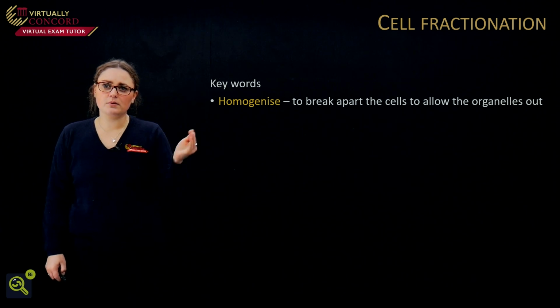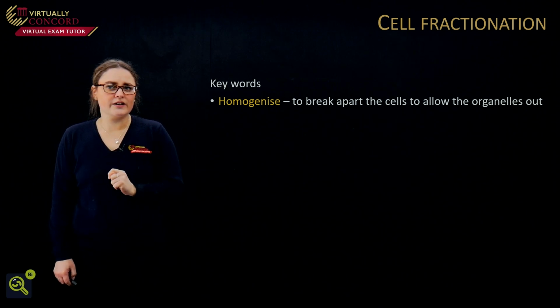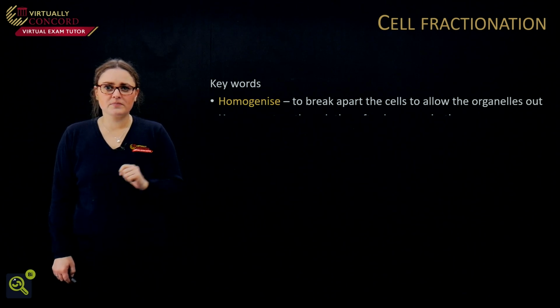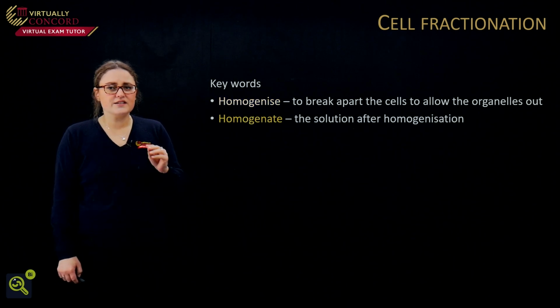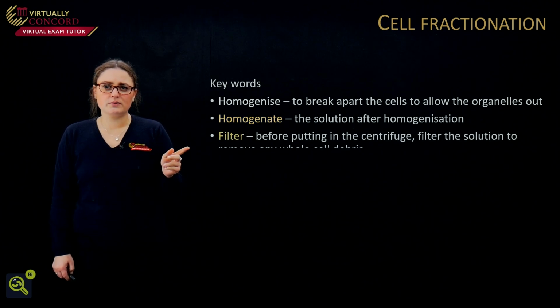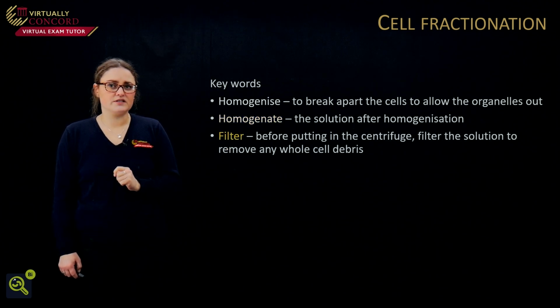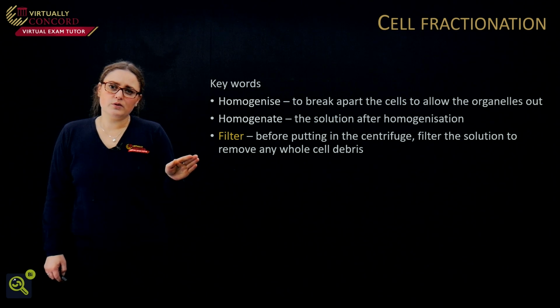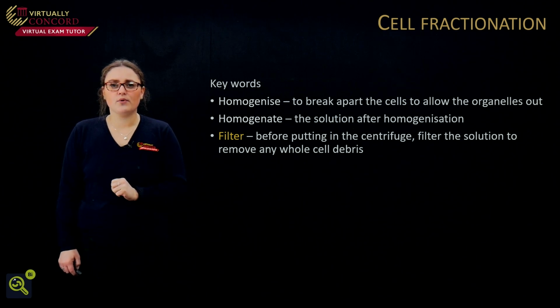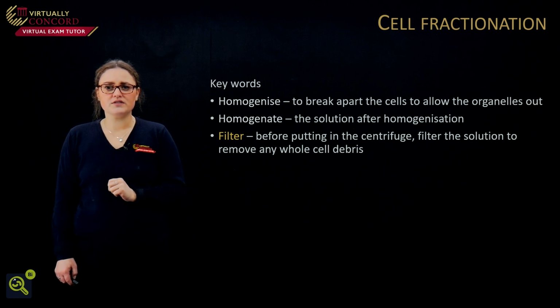Okay, so we cut them up, we put them in the blender to allow those organelles out. And in the case of plant tissues, we'll be breaking through that cell wall. Next, homogenate. So this is the solution after that process of homogenation, which we want to filter before putting into the centrifuge. This ensures we've removed any whole cell debris, okay, that wasn't broken down in that homogenation process.